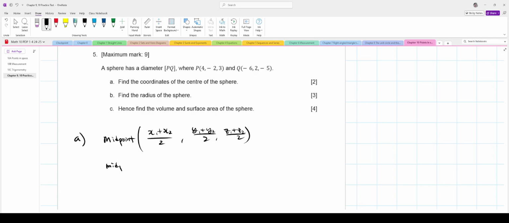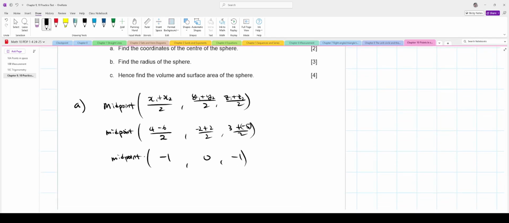So putting in the values, it will be 4 minus 6 divided by 2, and then negative 2 plus 2 divided by 2, 3 plus negative 5 divided by 2. So that will be negative 2 divided by 2 which is negative 1, 0, and negative 1 once again. So the coordinates of the center of the sphere are negative 1, comma 0, comma negative 1. And let's find the radius of the sphere.